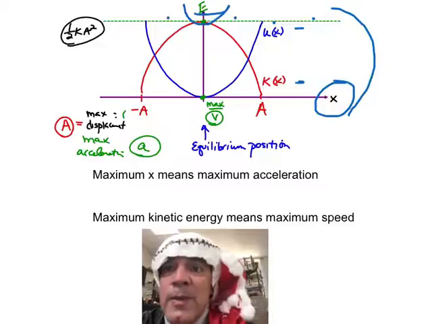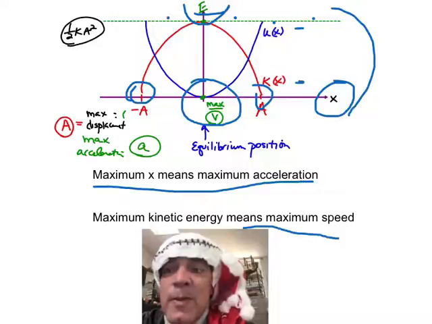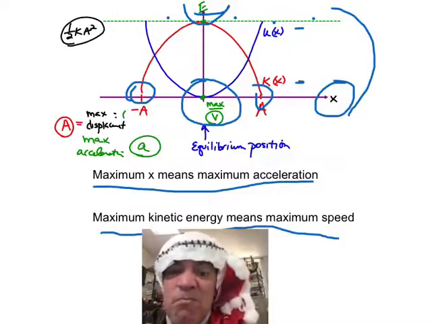So we know the maximum displacement's out here, the maximum acceleration's out here, that's on both sides, and the maximum velocity is in the middle. Maximum x means maximum acceleration, maximum kinetic energy means maximum speed. And just going back over that graph again, we definitely use that a lot this year.